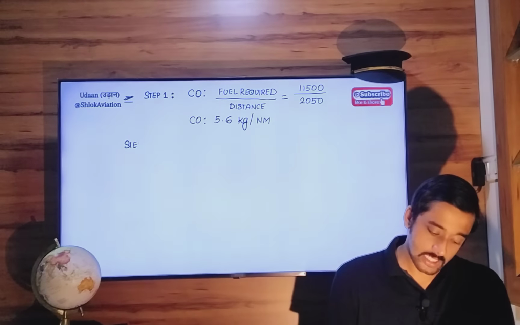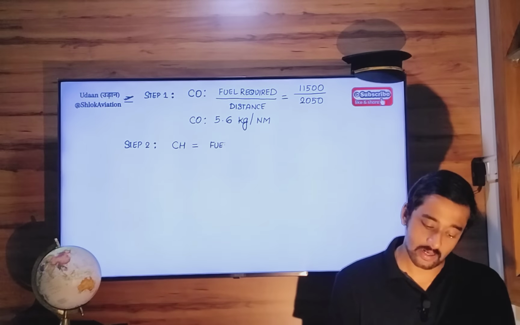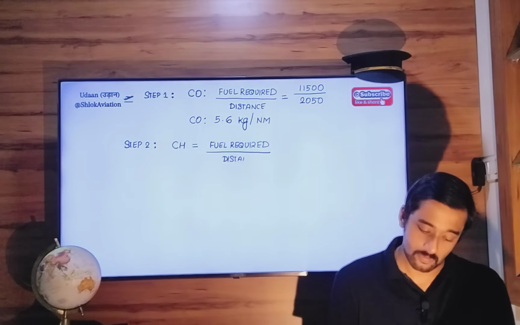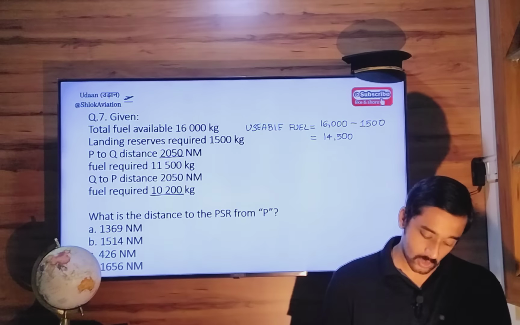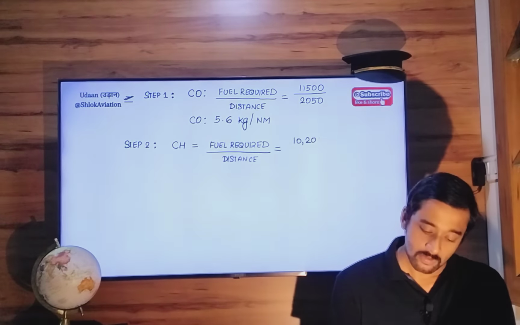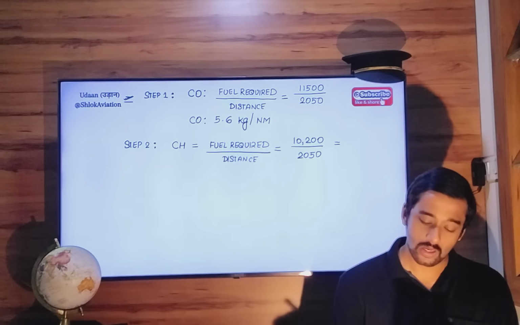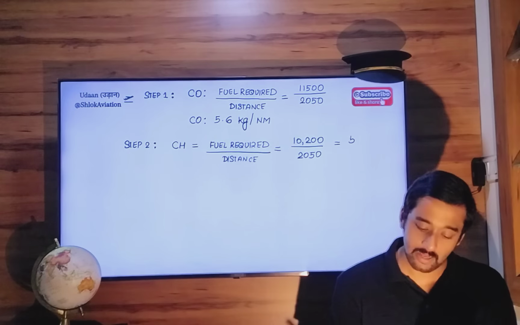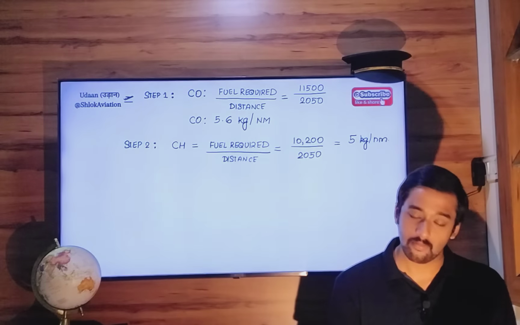Step 2, let's find out fuel consumption required to come back home. That means fuel required to come back home divided by total distance coming back home. So you require how much fuel to come back? You require 10,200. Distance same, 2050. So 10,200 divided by 2050 is 4.97, approximately 5 kilograms fuel required every nautical mile.